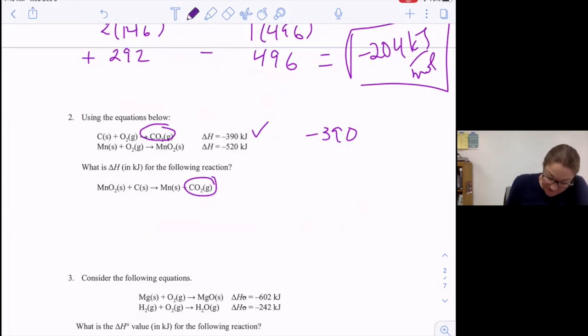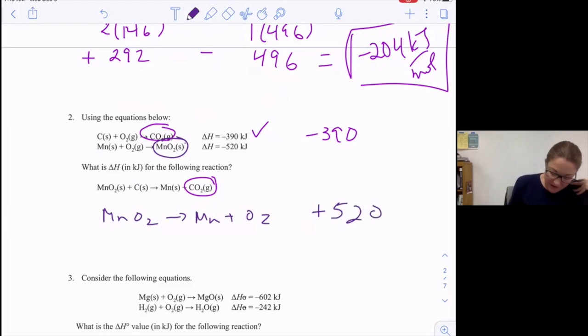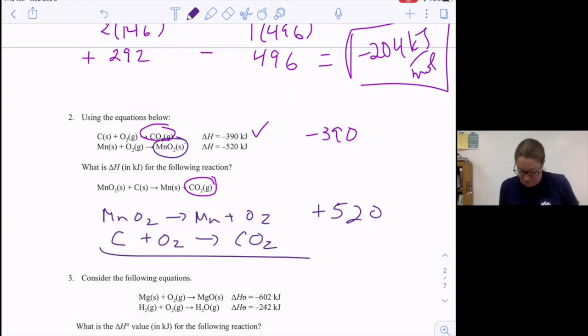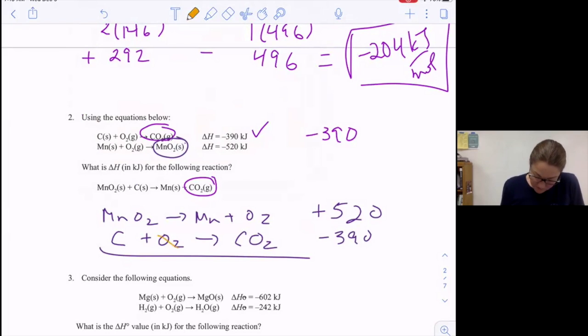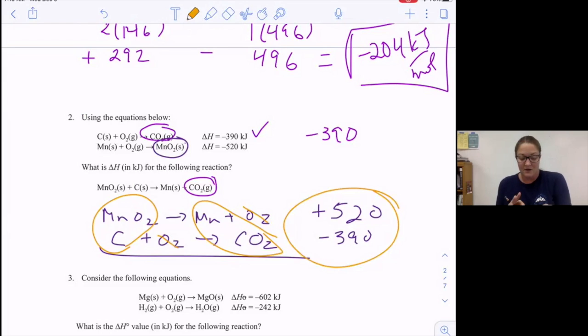My second reaction, what does it have in common with the goal? MnO2. Correct number? Yes. Correct side? No. I need to reverse that reaction. And in doing so, I'm changing the sign of its heat value. I'm going to rewrite my initial reaction to see if these indeed add up. Canceling, we've got an O2 canceling, and now I have my 2 reactants and I have my 2 products, and we're good. So if I combine these 2 heat values, positive 520 minus 390 gives me positive 130 kilojoules.